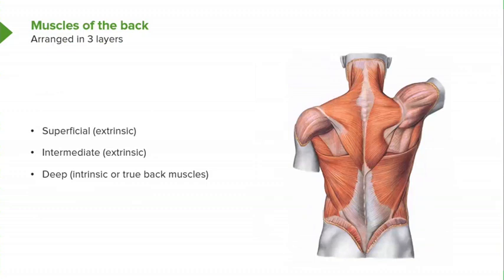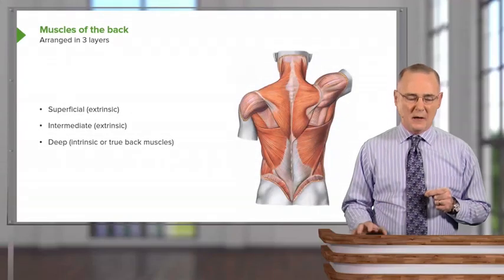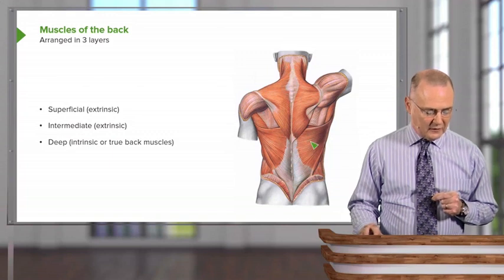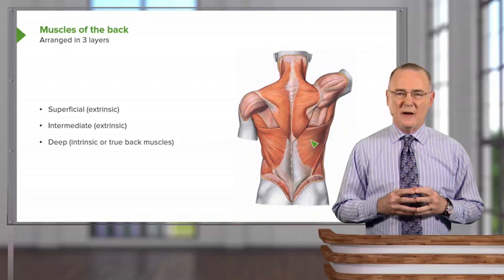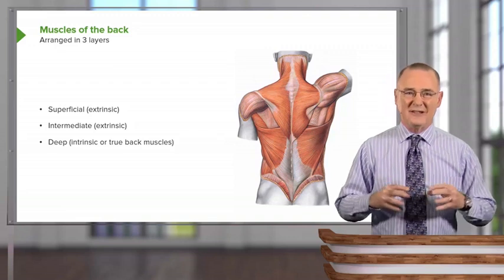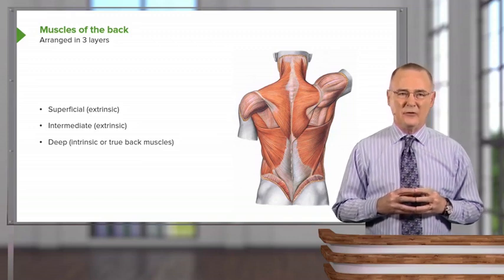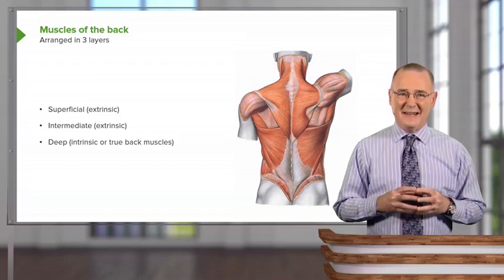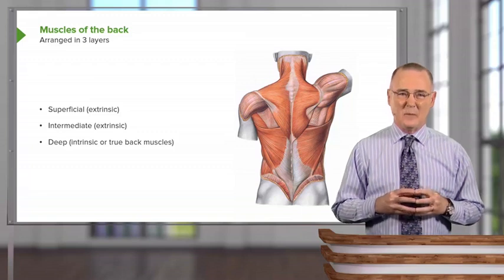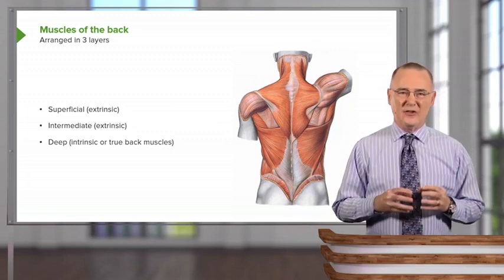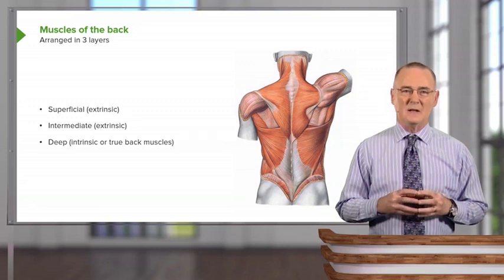When we look at the muscles of the back, they are going to be arranged in three layers. We have a superficial layer, which is visualized here. Here's one of the superficial muscles. Here's a second superficial muscle. We will also have three more that fall within this layered category. Deep to the superficial muscles, we have intermediate muscles. Both the superficial and the intermediate layers are known as extrinsic muscles. And then the deepest layer is the deep layer, and these are known as the intrinsic or true back muscles.